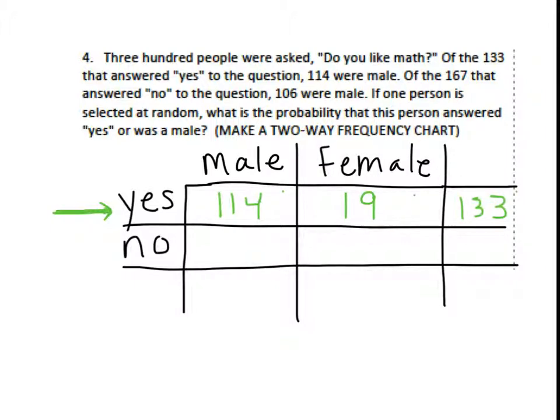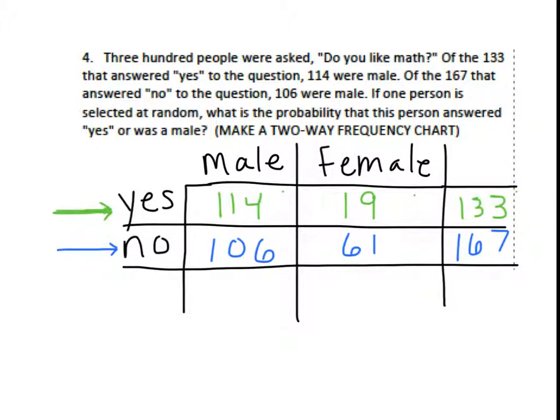Because remember, the total of your column, whatever you put for here and here, it has to equal that total. Alright, next. Of the 167 that answered no to the question, so that is 167, 106 were male, which leaves us with 61 female.